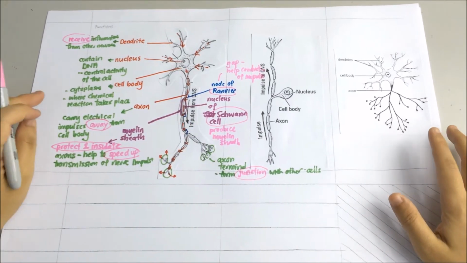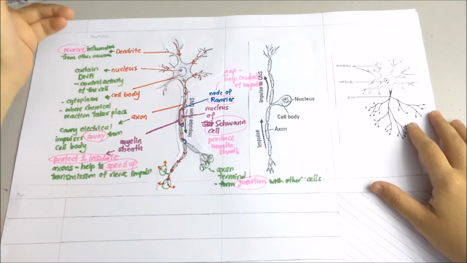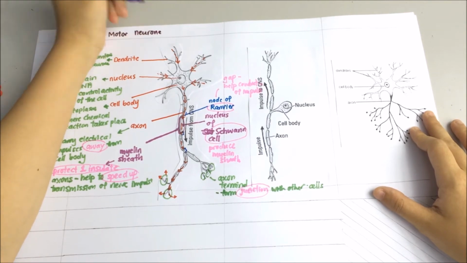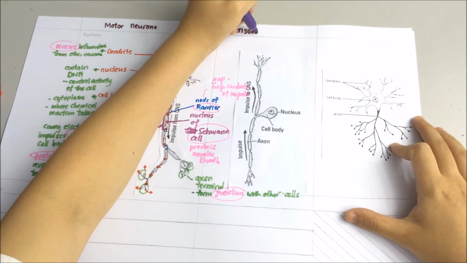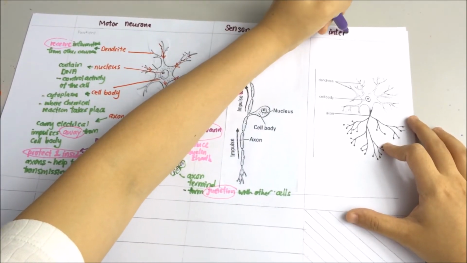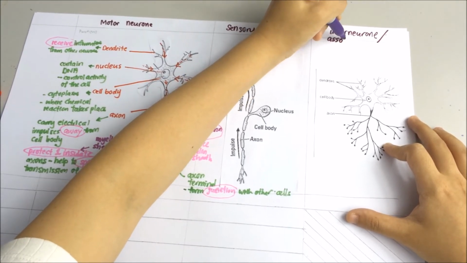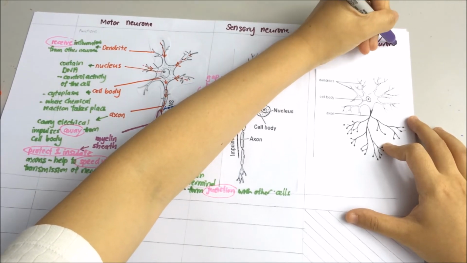Now let's compare between different types of neurons. In our body, there are 3 types of neurons. First would be the motor neuron, second, the sensory neuron, and third would be your interneuron, which is also known as the association neuron or relay neuron.